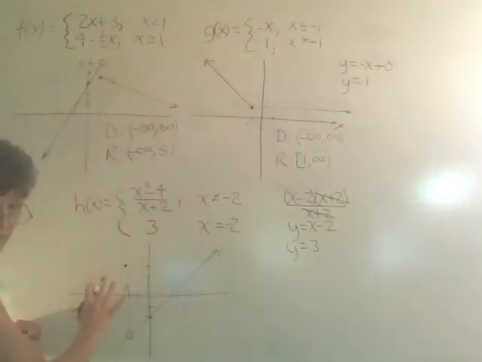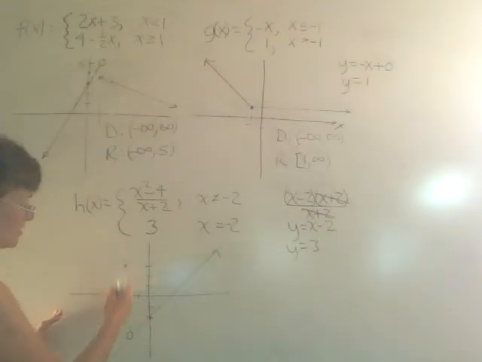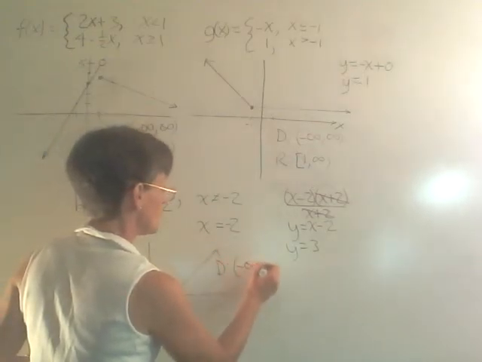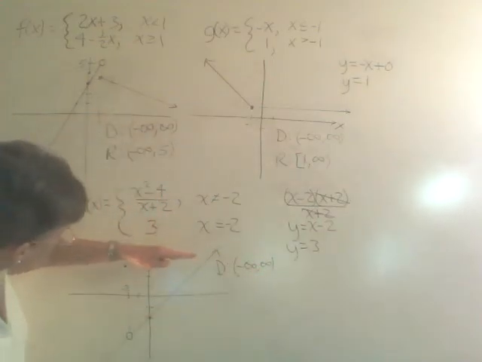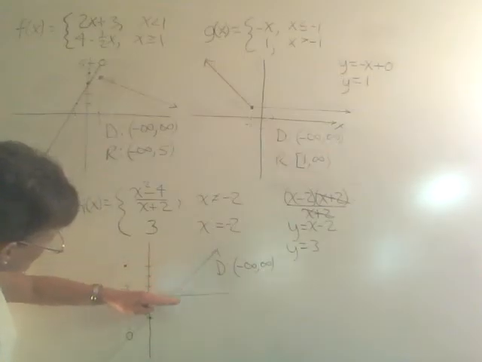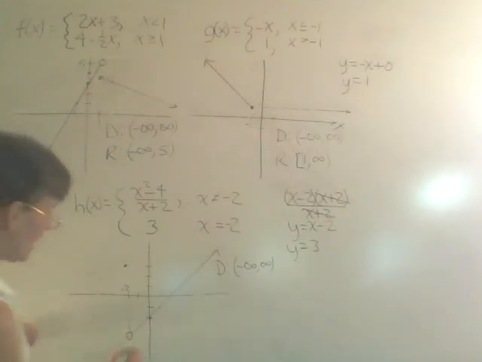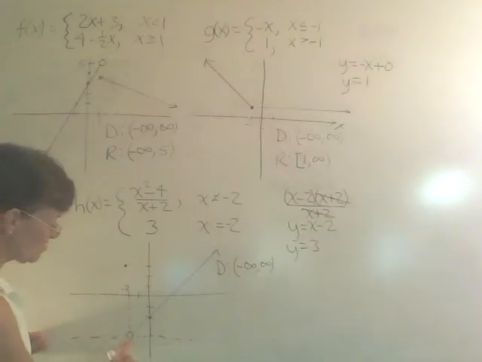Now this graph, if you look, I have a point for every single x, even right here. I have a point where x is -2. So I have a point for every single x, therefore my domain is negative infinity to positive infinity. Well, let's look at the y's. The y's, I have y values everywhere except for one place, and that's this hole right here.